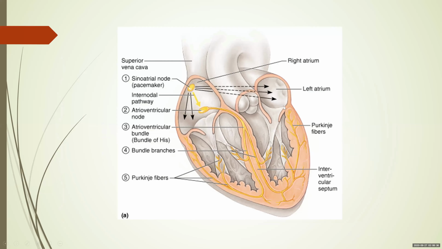So this is the conducting system of the heart. You can see you have the SA node here, you have the AV node here, and then from the AV node you have the bundle of His, which divides into the right bundle which goes towards the RV, and the left bundle which will again divide into the left anterior hemibundle and the left posterior hemibundle.